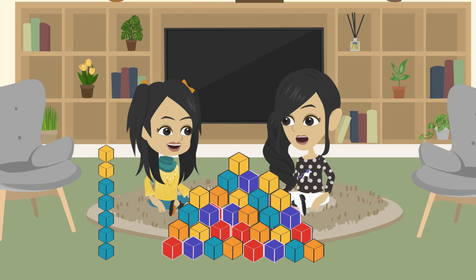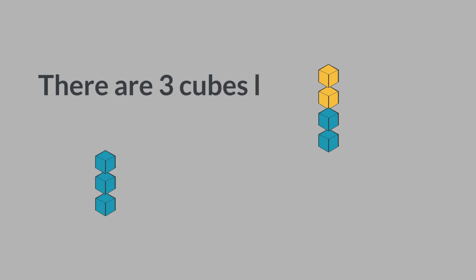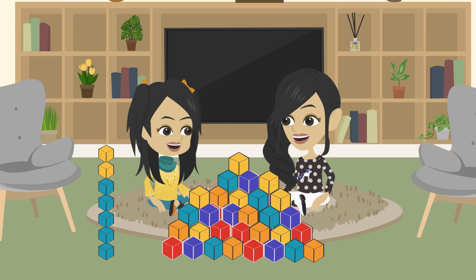Here's the final challenge. Start with 7 cubes and take away 4 cubes. How many will be left? If I have 7 cubes and take away 4 cubes, then 1, 2, 3. There are 3 cubes left. 7 minus 4 is equal to 3. You are amazing at this, Mina. Seeing how numbers get smaller when we take something away is great.